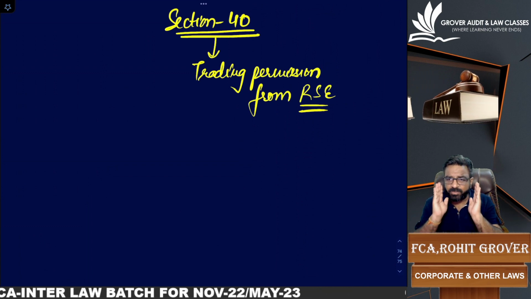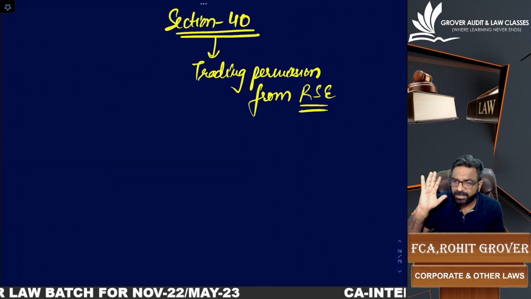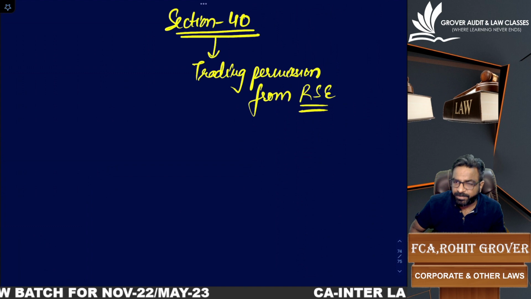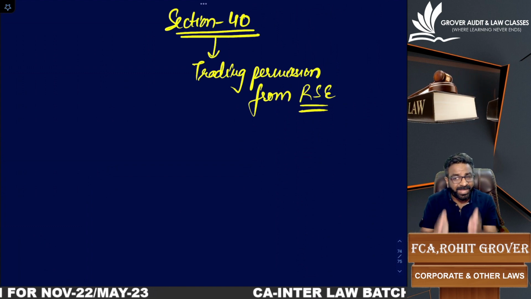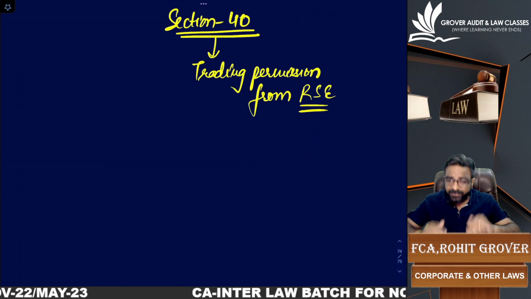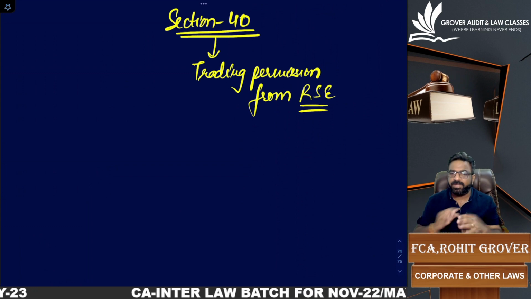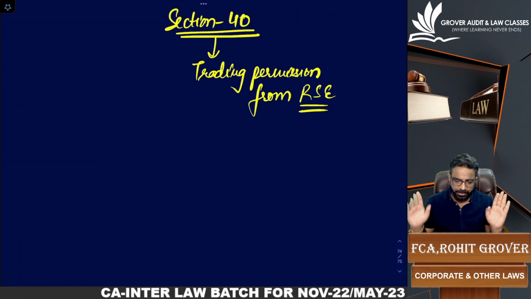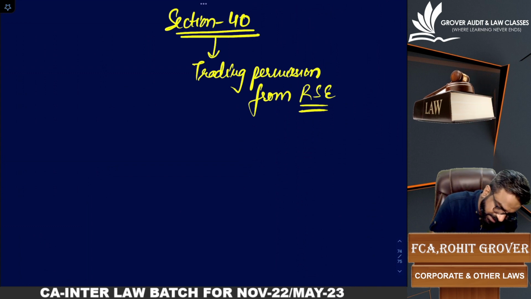I'm not saying that you have to wait for the prospectus. In the prospectus, you will write that I have applied for the trading permission. But trading permission will only be granted once your allotment is done. But it doesn't mean that after allotment you will apply. You have to apply before making the public offer. Did you all understand the point or not? Yes, sir. Yes. So what is point number one saying?